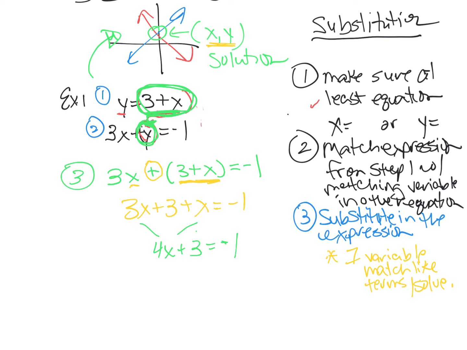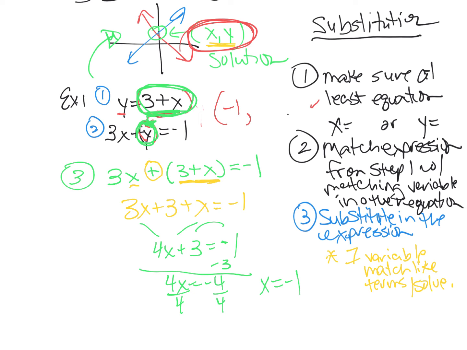And then I'm going to subtract the 3, inverse, right? Divide by 4. Anything divided by itself is... hopefully everyone said 1. So we got x equals negative 1. All right. So now I have part of my solution, because remember, part of my solution here is an ordered pair. So I have part of it. I have a negative 1. And now I'm missing the y.